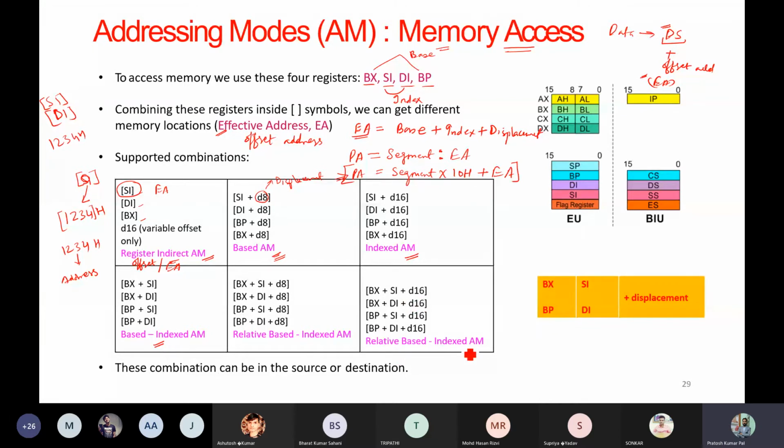So the effective address is given in this form. It will be either BX only, or BP only, or SI and DI, along with a displacement. We can have BX with displacement, BP with displacement, SI with displacement, DI with displacement, or a combination of all three. With respect to that, we will be able to find the effective address. Once we have found the effective address, we will be able to find the physical address with the help of this formula. Okay, so these are the different memory accessing types.